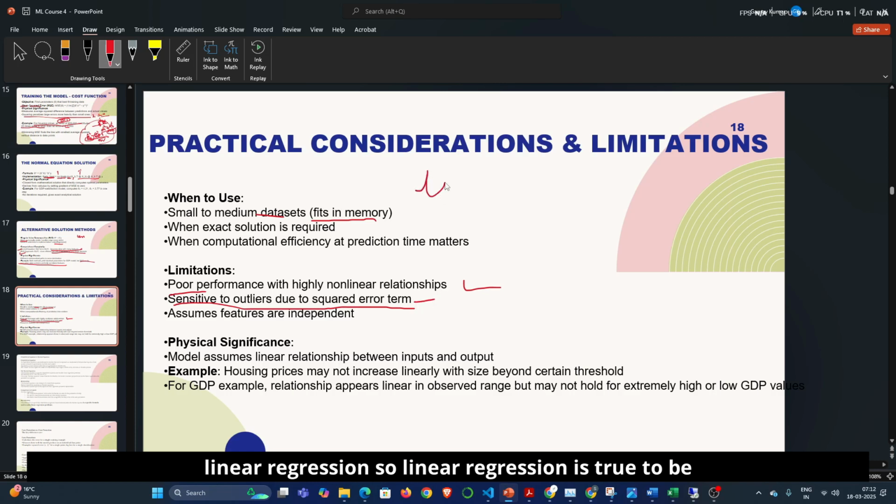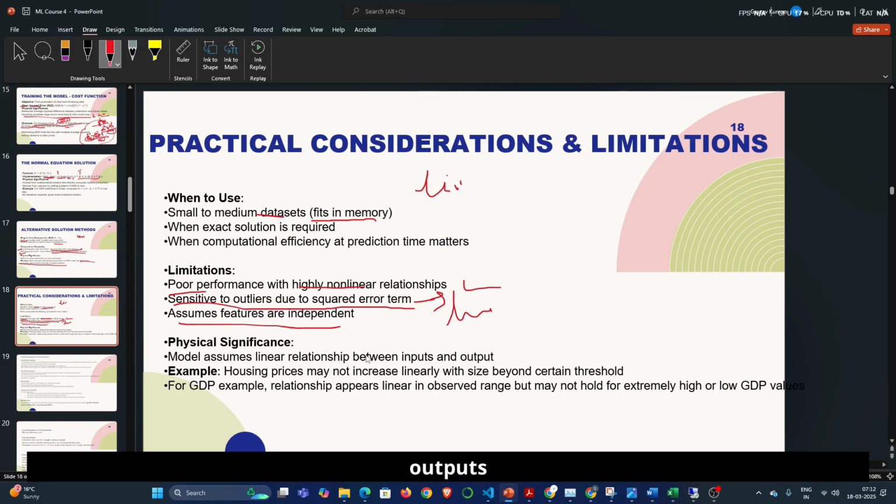This is about linear regression. Linear regression, to be honest, will not work on non-linear data. As its name suggests, it will only work for linear relationships, and it assumes features are independent. The model assumes a linear relationship between inputs and outputs.